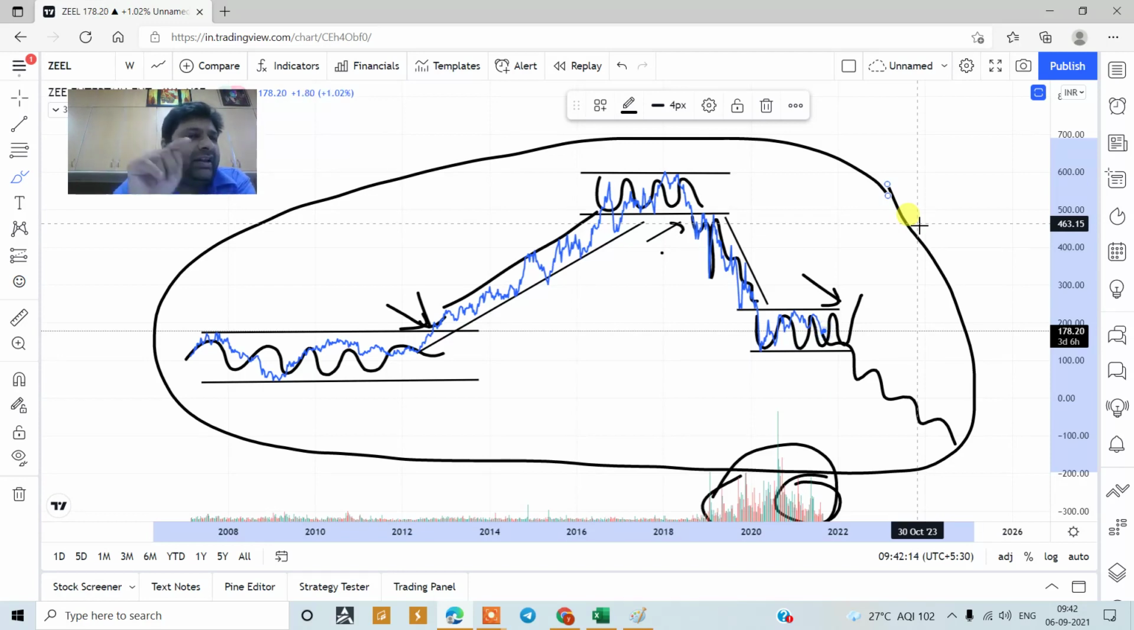This happens in every time frame: monthly, weekly, daily, 1 hour, 15 minutes. But the smaller the time frame, the smaller the life cycle. The higher the time frame, the longer the life cycle. So decide your time frame and act according to it.